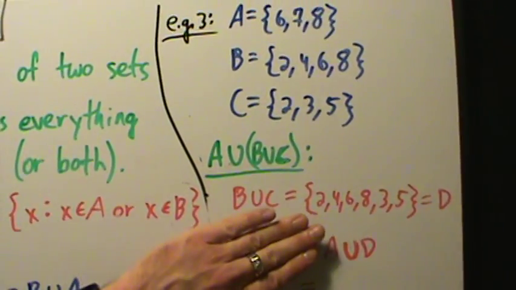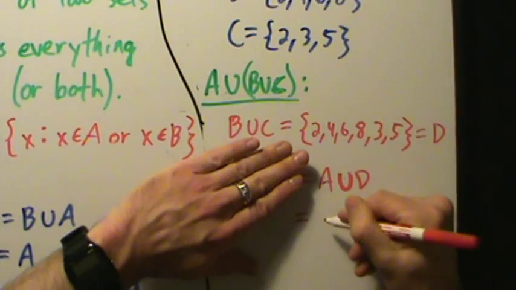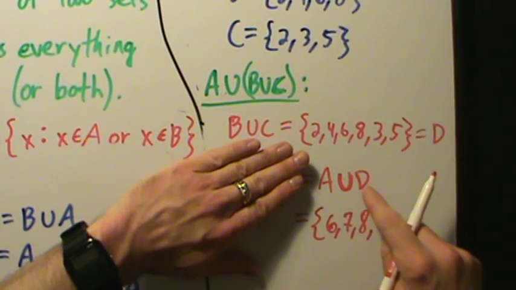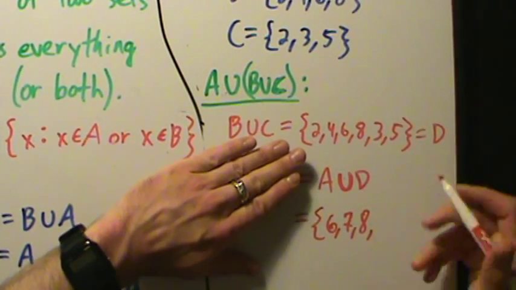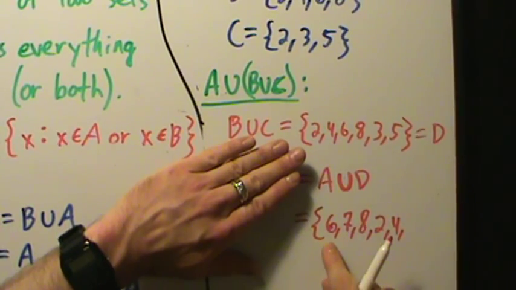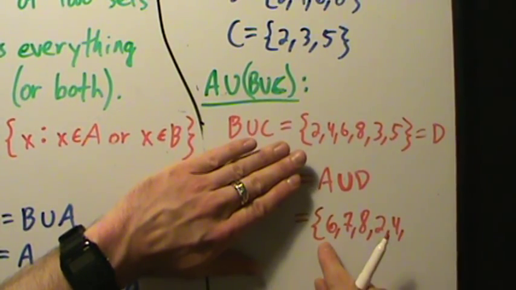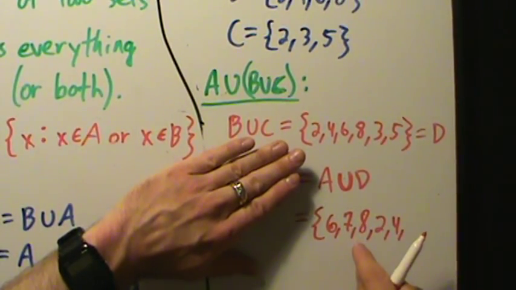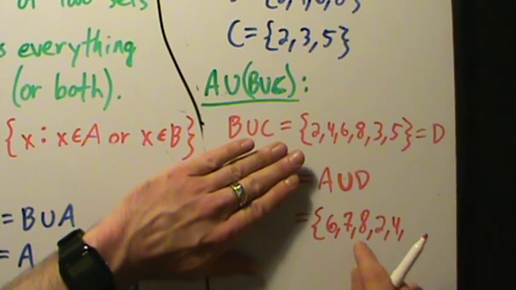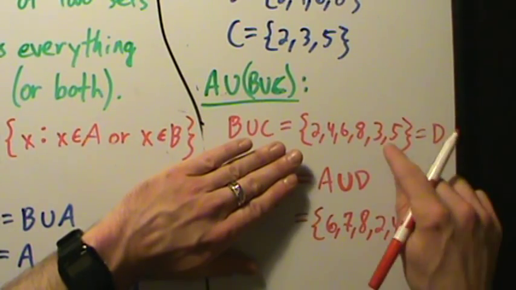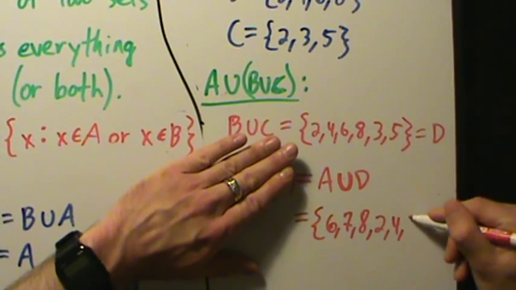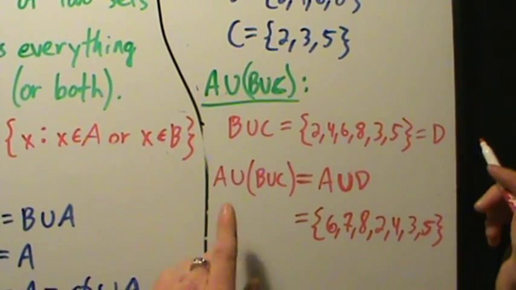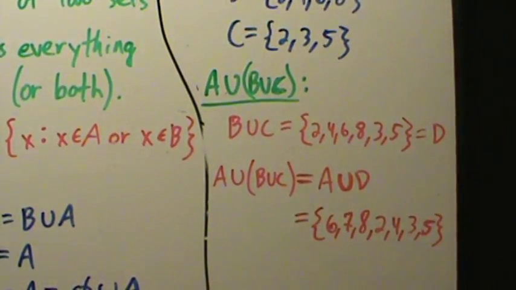So what's in A? 6, 7, 8. What's in this set D? 2, 4, 6, 8, 3, 5. So 2, 4, we already listed 6, so don't list it again. What's next? 8 is next. We already listed 8, don't list it again. Remember, you never list an element more than once. What's next? 3 and 5. Did we list 3 or 5 yet? No, so let's go ahead and write those. So that's A union (B union C).